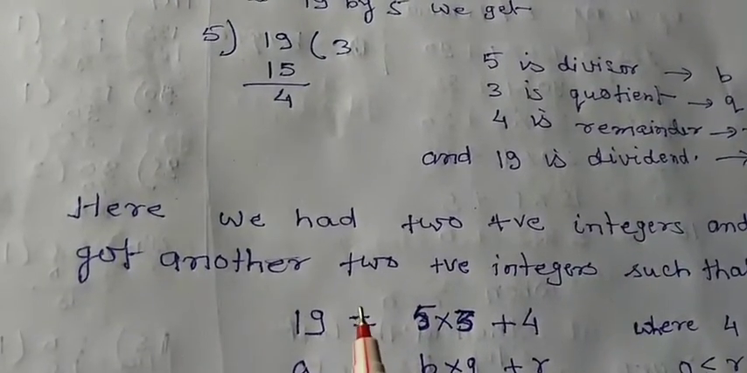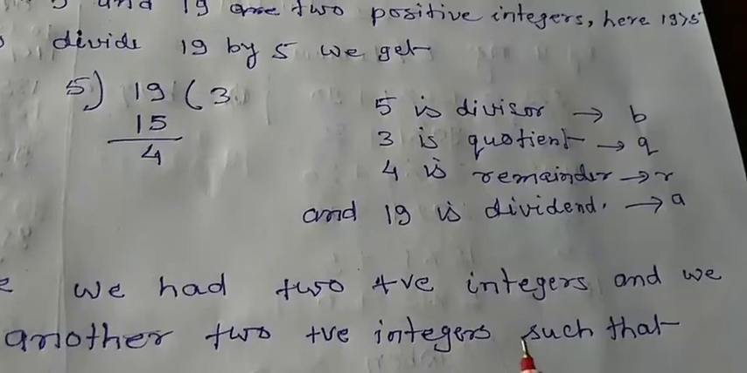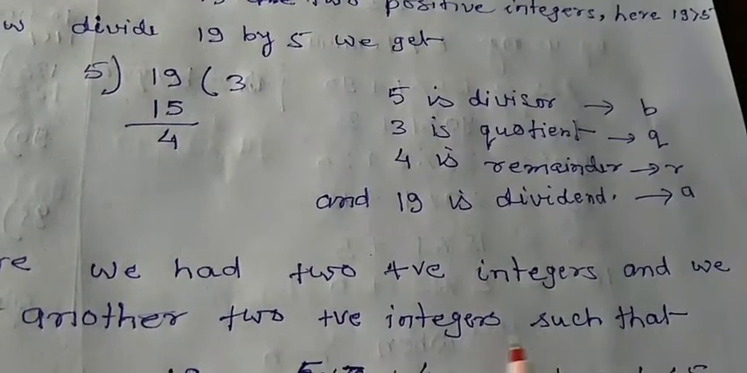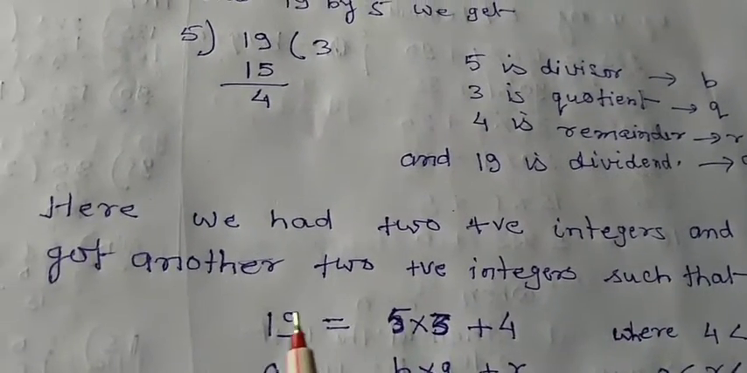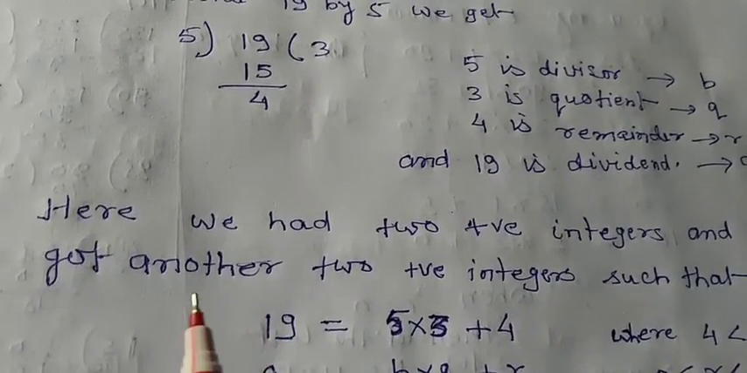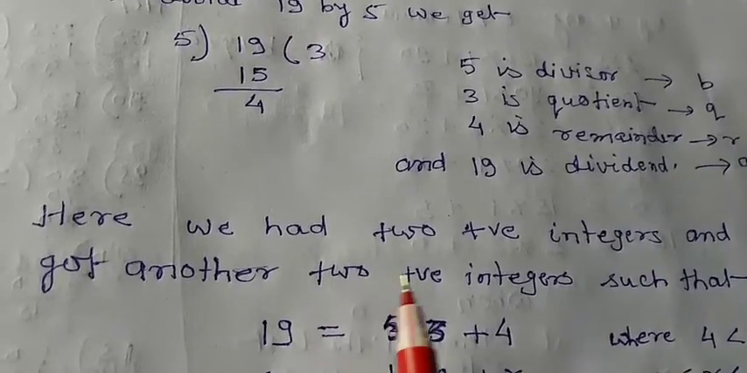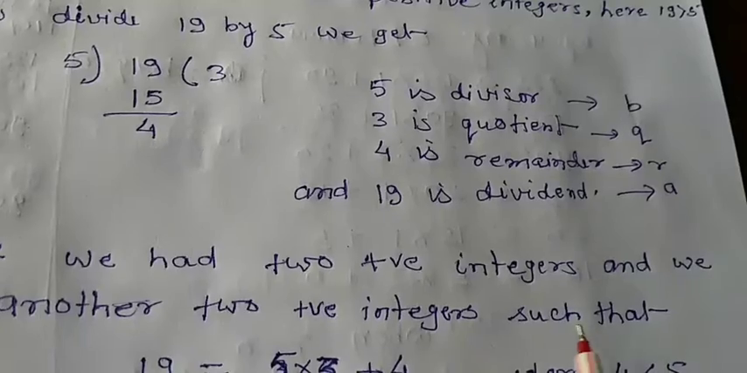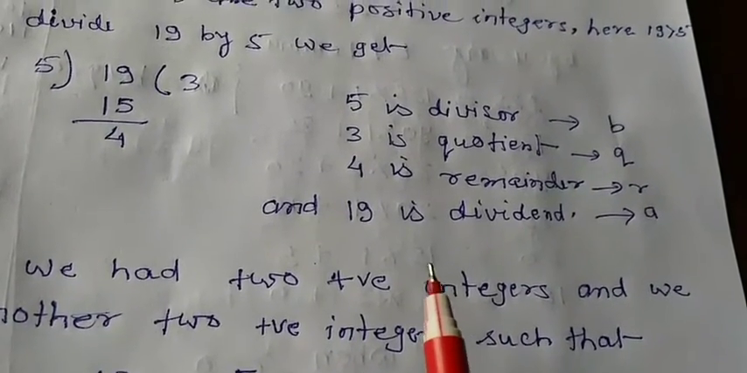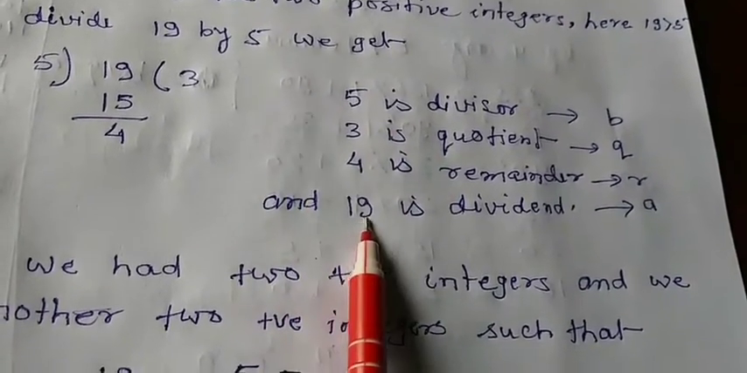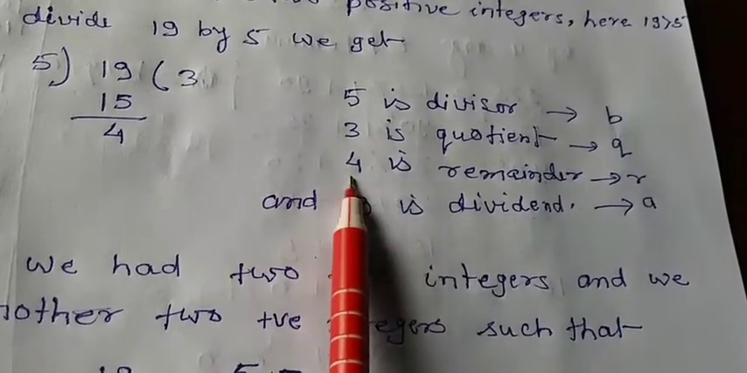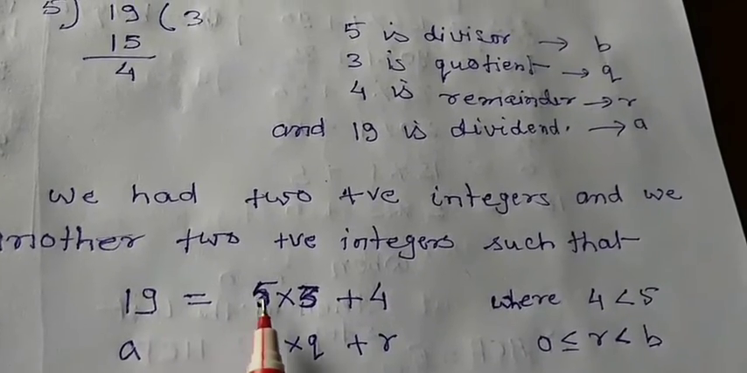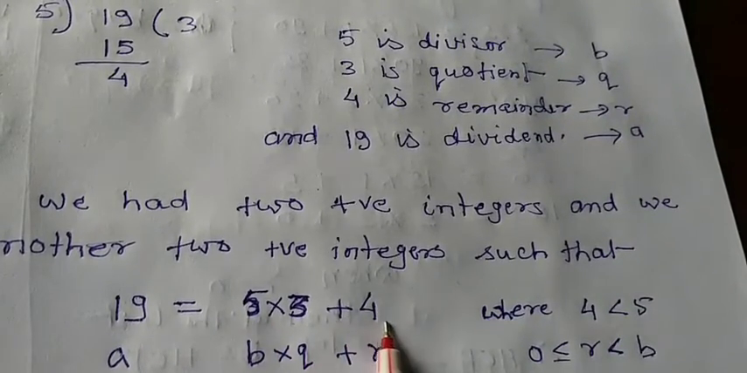So here we had two integers, and we got two new integers. Just listen again. We had two integers, and we got two new integers. What new integers? We had 5 and 19, and we got 3 and 4, the new ones. So we can write 19 = 5 × 3 + 4.